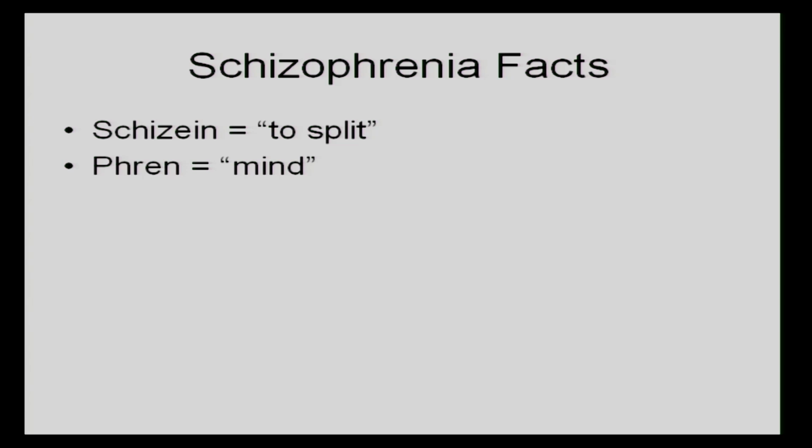So what does schizophrenia mean? Some facts about schizophrenia. Schizo means to split, and phren means mind. So schizophrenia refers to a split mind, having different realities going on at the same time, which is how early psychiatrists first saw this syndrome.